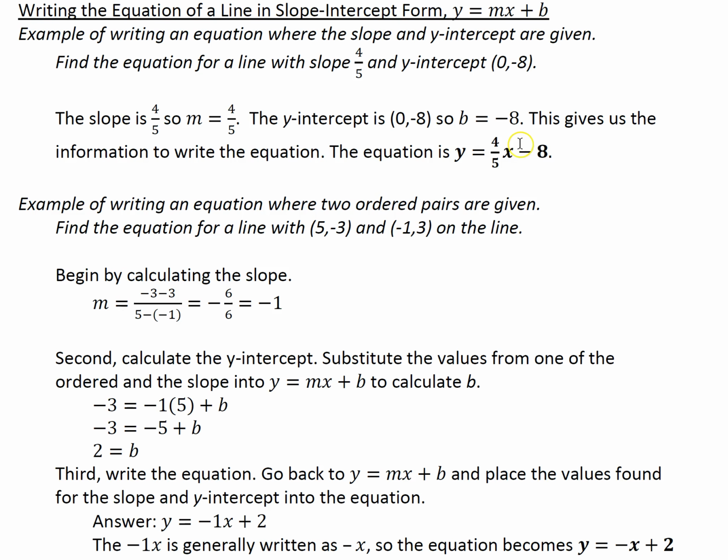So we can come straight down to the equation. We write y equals, where the letter m is, we write 4/5 x, then we write our b value, which is -8.